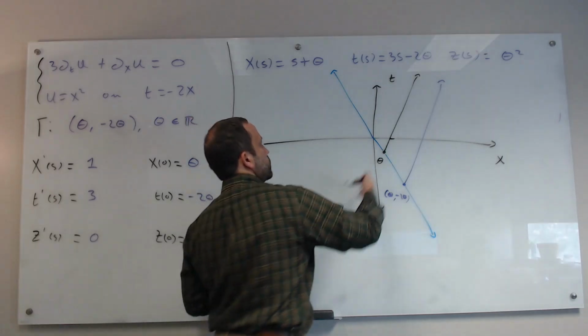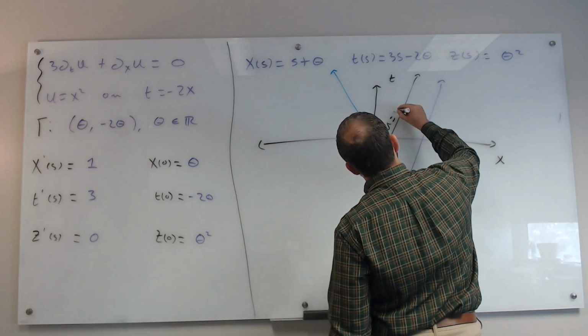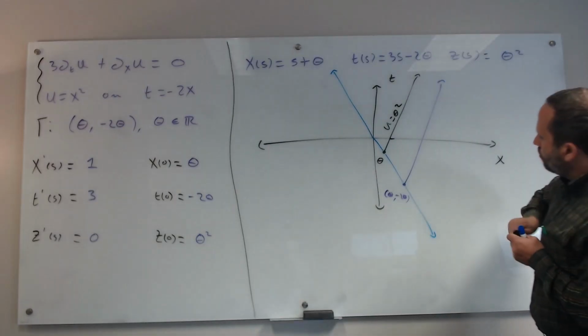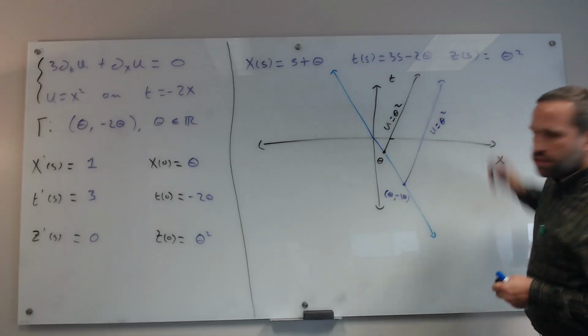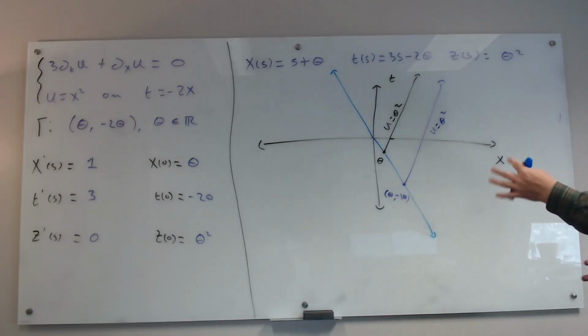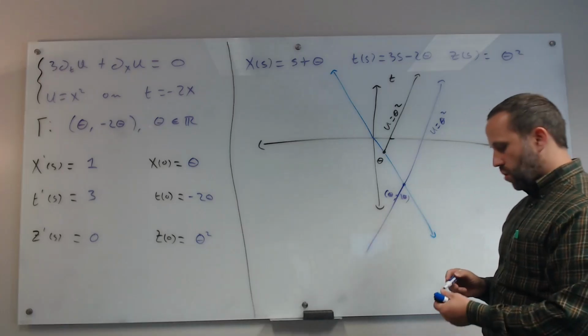Okay, and so all along this black characteristic, for example, we know that u is going to be equal to theta squared, and along this purple one, we're going to have also u is equal to theta squared, but for the purple theta squared. Okay, and as we can see, the lines are also extending this way as well.